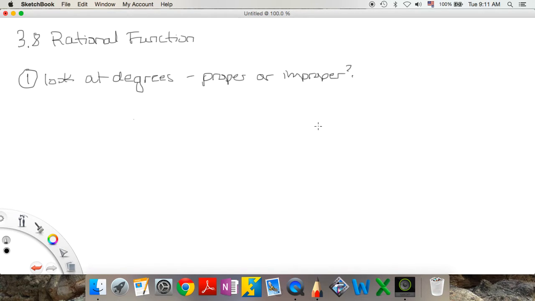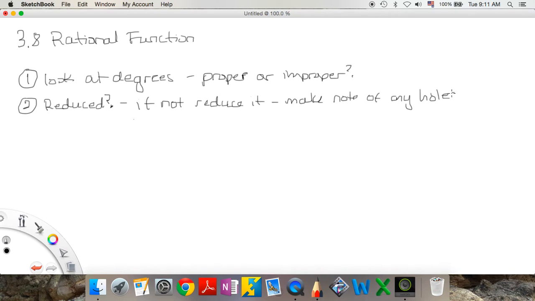Which is it? Is the degree of the top less than the degree of the bottom? Is it equal? Is it greater than? What can we do to decide with that? Just look at those degrees. Then the next thing we want to know is, is it reduced? And if it's not, reduce it. But make sure you make note of any holes, any of those terms that cancel out.